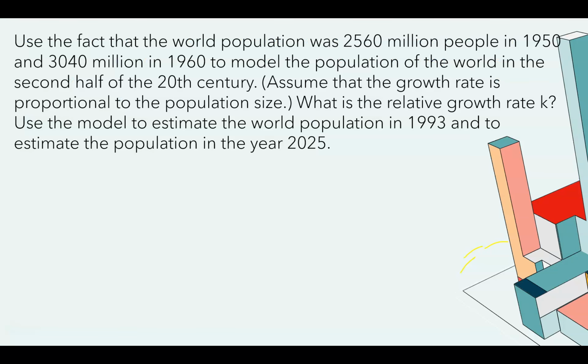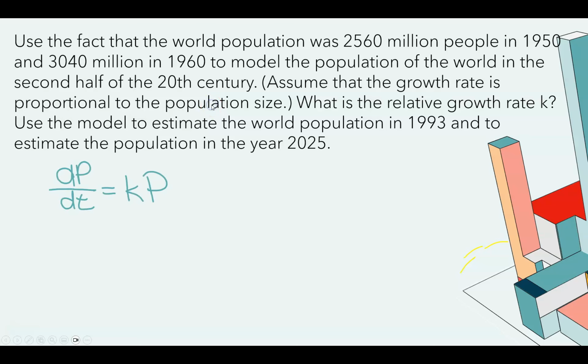All right, new problem. Use the fact that the world population was 2,560 million people, or 2.5 billion people, in 1950, and 3,040 million people in 1960 to model the population of the world in the second half of the 20th century. We're going to assume that the growth rate is proportional to the population size, right? So the rate of change of population is proportional to the population.